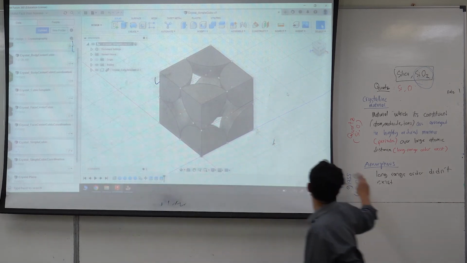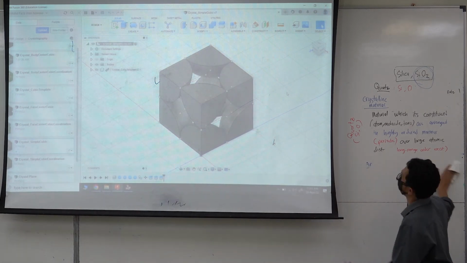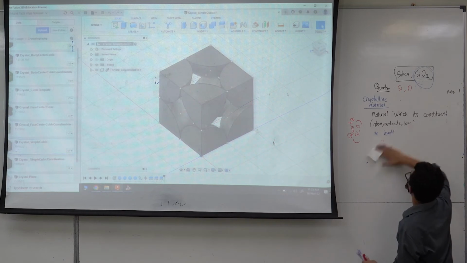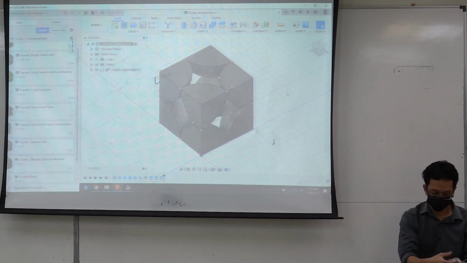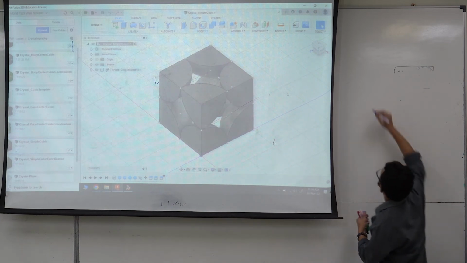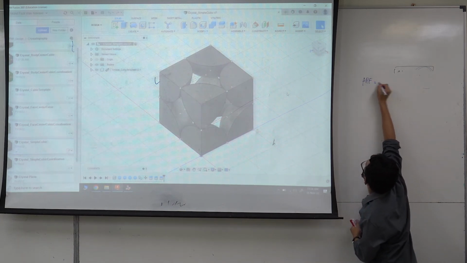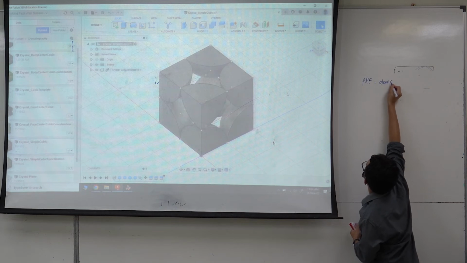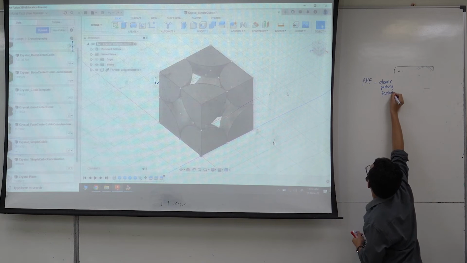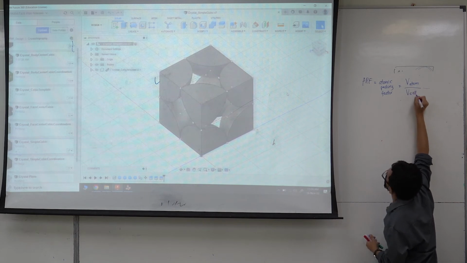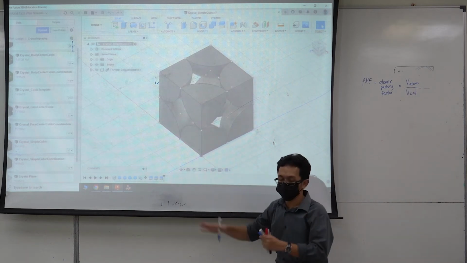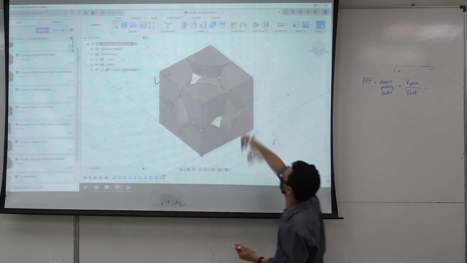How to calculate this? The 2 terms that you need to be familiar with for this simple cubic structure, the first is the APF. APF stands for atomic packing factor. How to calculate that is basically the volume of the atom divided by the volume of the cell. The volume of the cell, you see this cube. The cube is the cell itself.